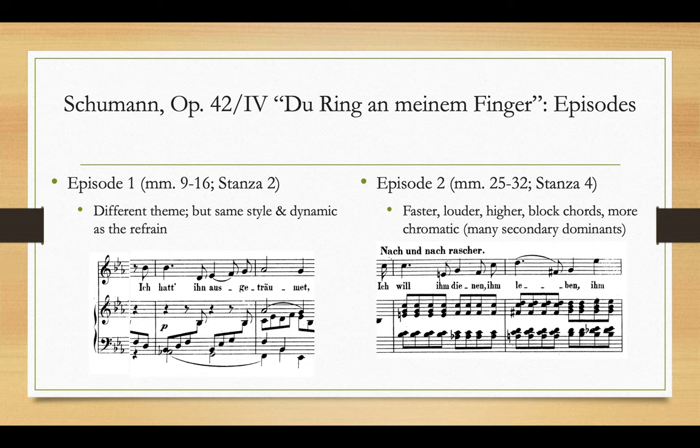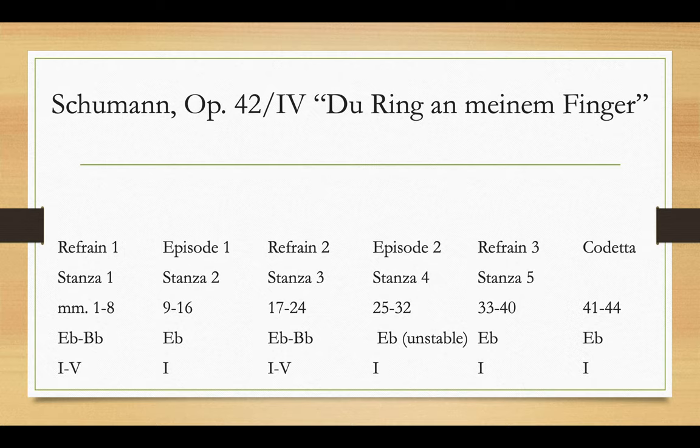So here's an overview of the entire piece. Notice that it features our three refrains interleaved with the two episodes. And this diagram also shows that this song ends with a short codetta. This diagram also shows how pretty much all of the sections start in E-flat, two of the refrains dip temporarily into B-flat major, but this one has a high degree of harmonic cohesion in terms of key area.